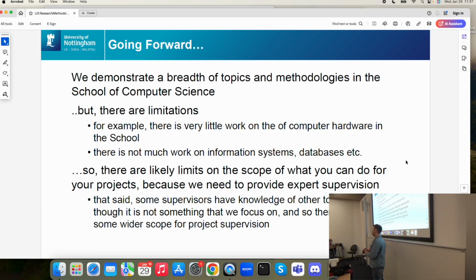However, you can look at the list of staff. The list of academic staff and their topics is already on the university website. So you can already start looking, even though it's not the formal list.